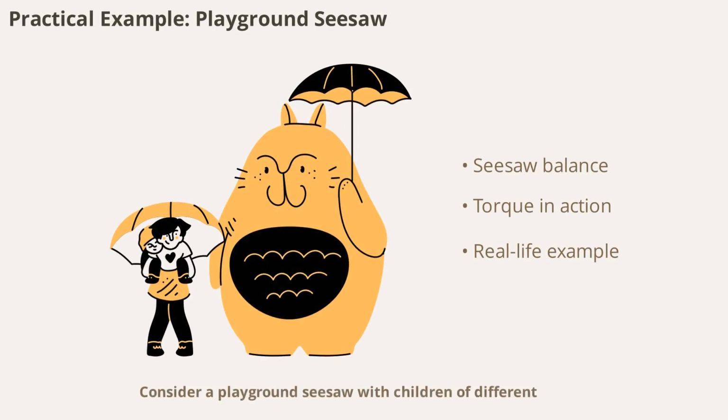Consider a playground seesaw with children of different weights sitting at various distances from the pivot. The seesaw balances when the torques produced by each child about the pivot are equal and opposite. This real-life scenario beautifully illustrates the concepts of torque, center of mass, and rotational equilibrium in action.